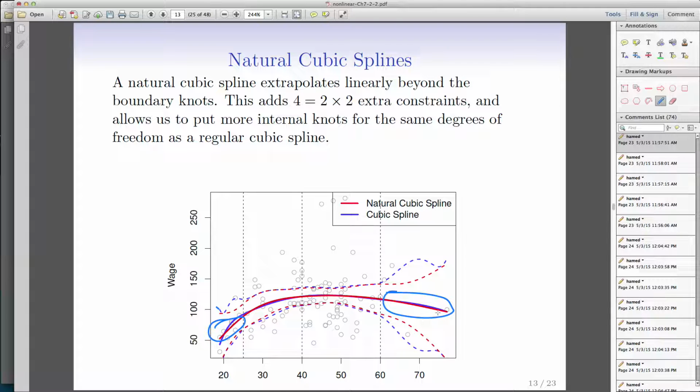So this red curve represents a natural cubic spline. That's the name of these splines. And as you can see, they behave so much better at this tail because the confidence intervals are narrower than for the cubic spline. So if you have a choice between natural splines and cubic splines, I would suggest you use natural splines. And natural splines have degrees of freedom equal to k, and k is the number of knots you have.